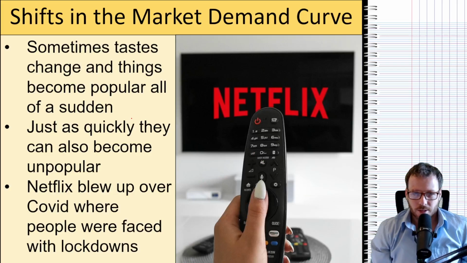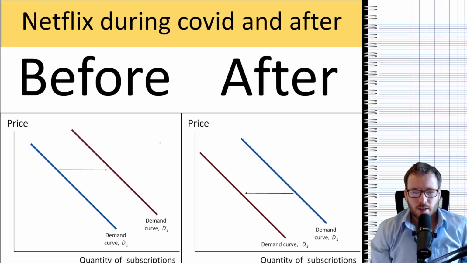Next, consumer tastes. So sometimes things just become popular. Think about records that I showed you before. Think about Netflix during COVID. Netflix, as COVID was approaching on the left, demand increased massively. People knew they were going to be inside for ages. After COVID, people just wanted to get outdoors. They've seen all they needed to see on Netflix, and subscriptions diminished.